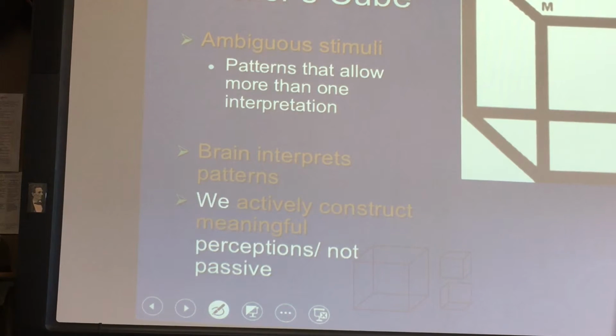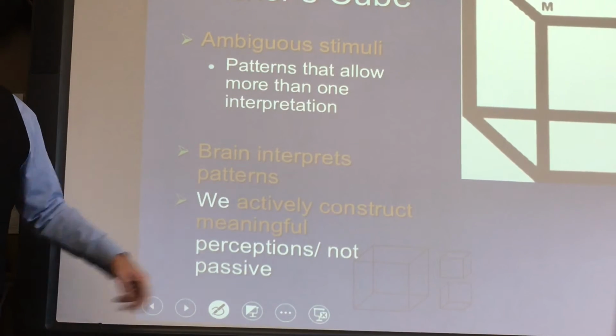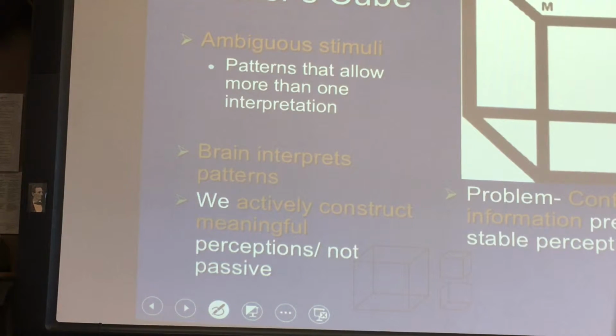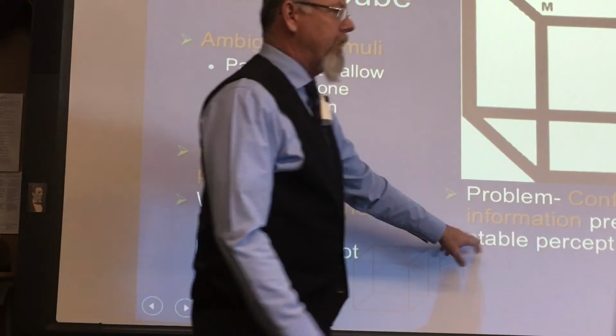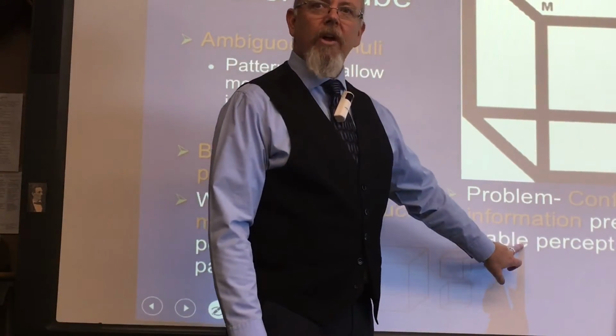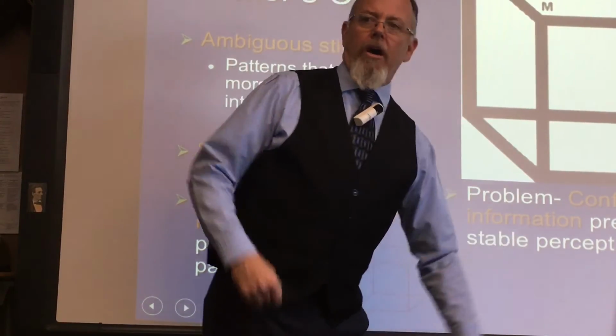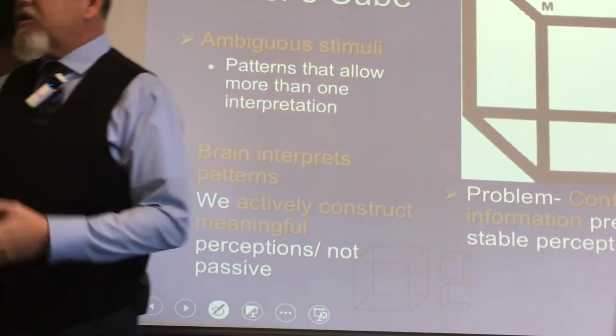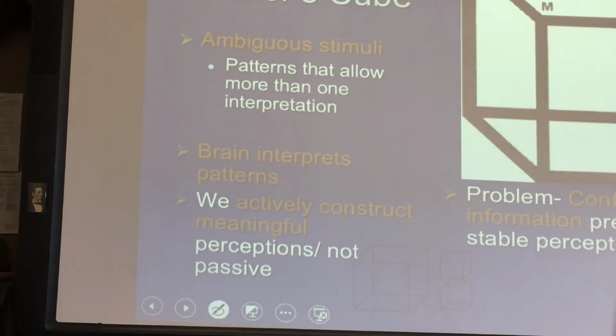We actively construct meaningful perceptions, so our brain is processing all the time and integrating all this information. Conflicting information prevents a stable interpretation. That's it. Ambiguous stimuli is conflicting information. Our brain wants to say, "Wait, we see it this way," and then it goes, wait a minute, we see it this way. It's kind of like, can you imagine, there's a great movie.